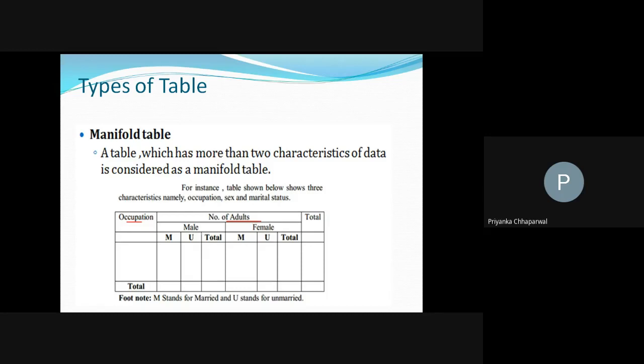But here we have male, and male I have also classified, into married and unmarried people. So we have classified here. So we have more than two characteristics. Means under number of adults we have male and female, and within male and female we have classified married and unmarried. Here is the data of married and unmarried. So it has more than two characteristics, and it is known as the manifold table.